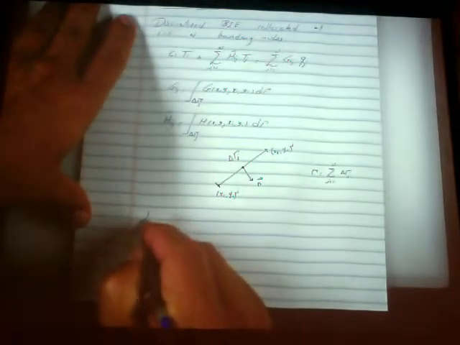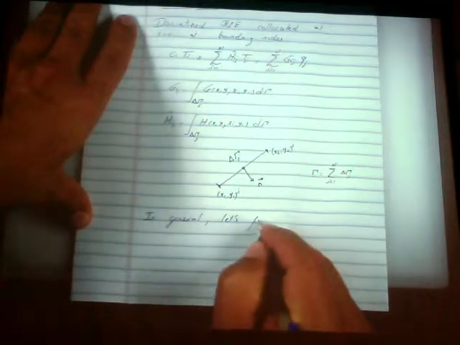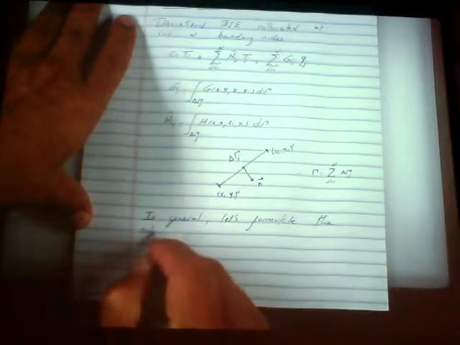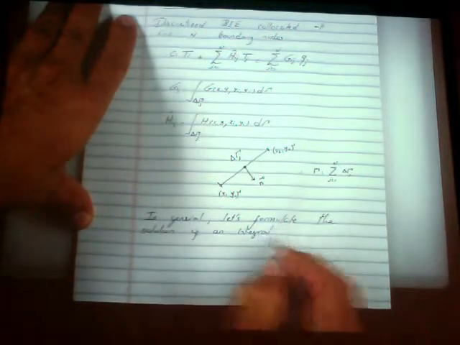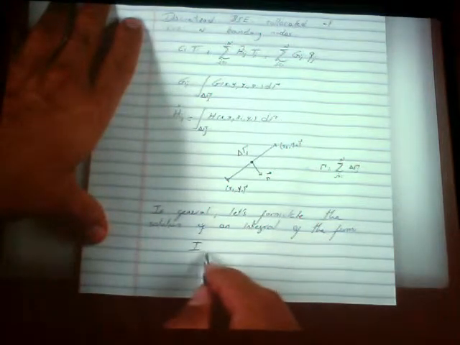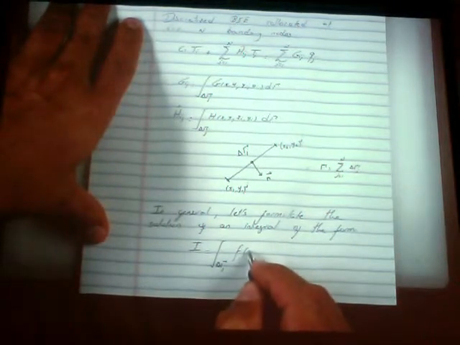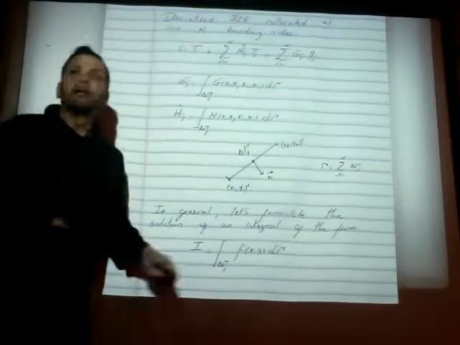So, in general, let's formulate the solution of an integral of the form. Let's say that I is equal to the integral over the segment of some function f of x and y d gamma. Don't worry about xi, yi, because that's another dependency. That's what defines the function. But just basically integrating with respect to x and y.